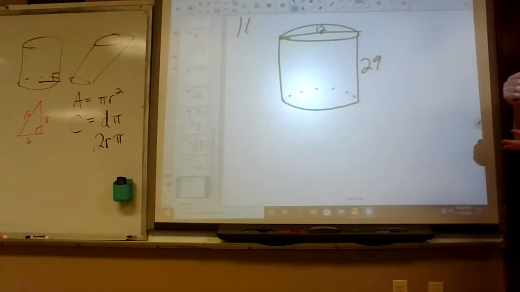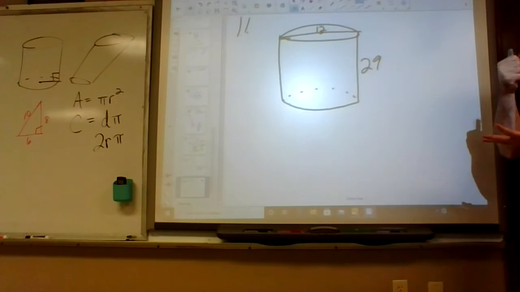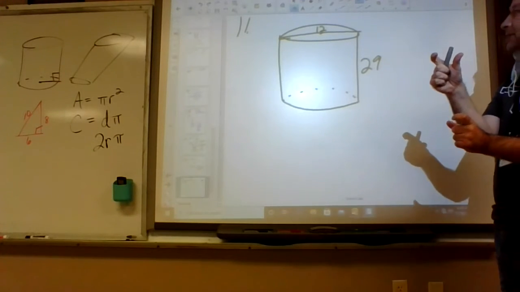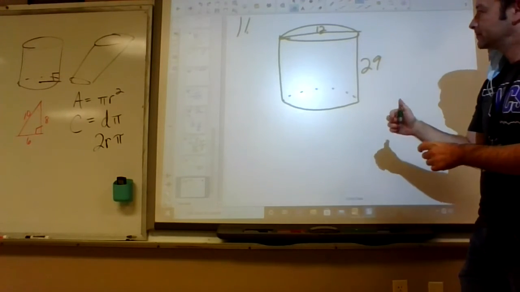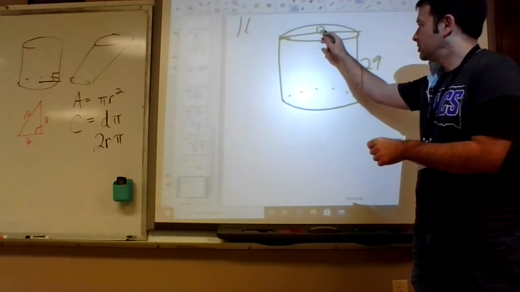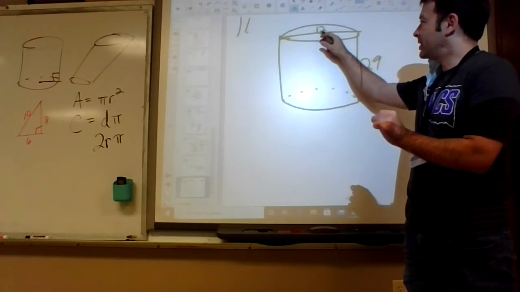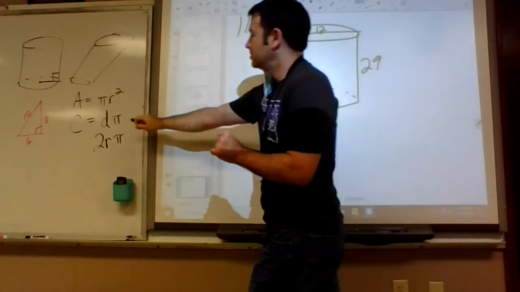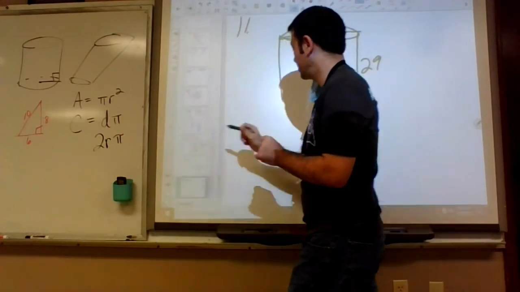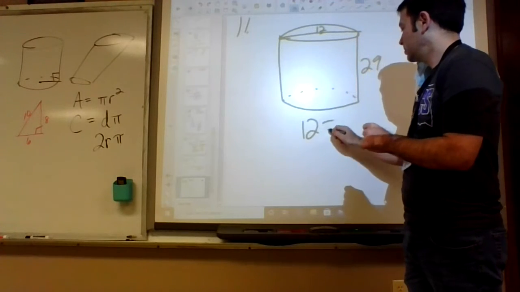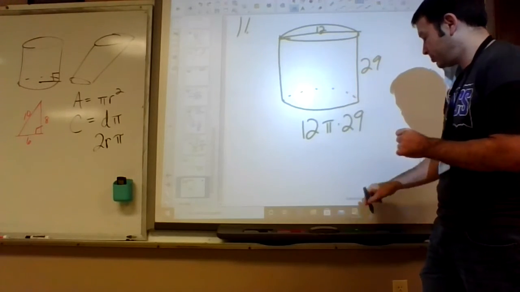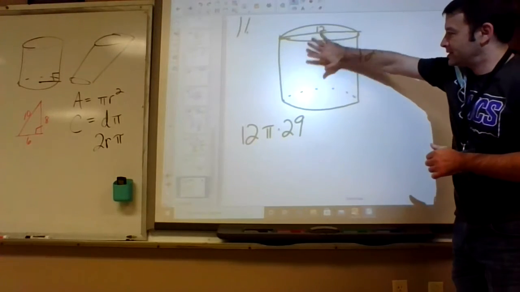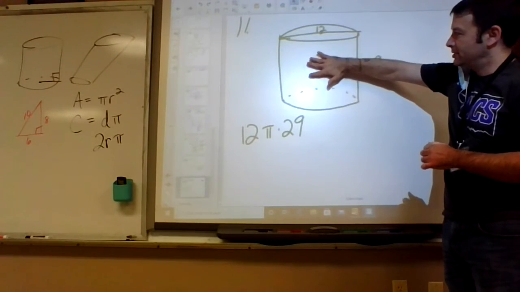Okay, so we're going to do the same thing as we've been doing. We're going to find the lateral surface area plus the area of the two bases. How do I find lateral surface area? The circumference times the height, right? Well, yes. And the circumference is 12 pi. Right. 12 pi times 29. I'm going to leave that alone for a second. We'll just put that off to the side. That gives us the lateral surface.